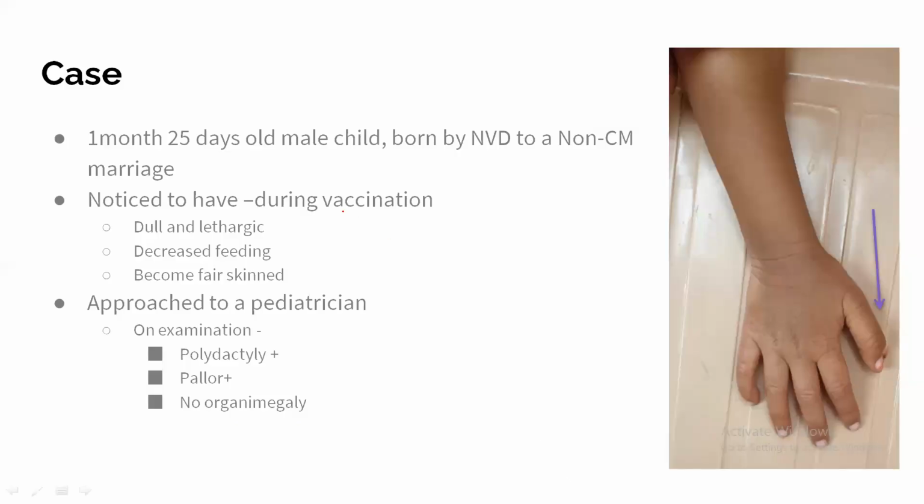This second case, you see, this child came at 1 month 25 days old, born by normal vaginal delivery to non-consanguineous parents. During the vaccination, this child was found to be dull and lethargic, with decreased feeding, and had become very fair-skinned. On examination, the pediatrician found some polydactyly here, and also in the lower limbs. He had gross pallor and didn't have any organomegaly.